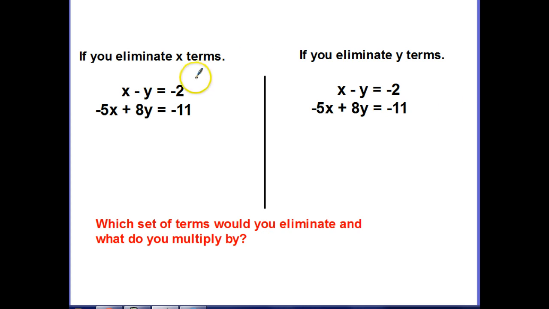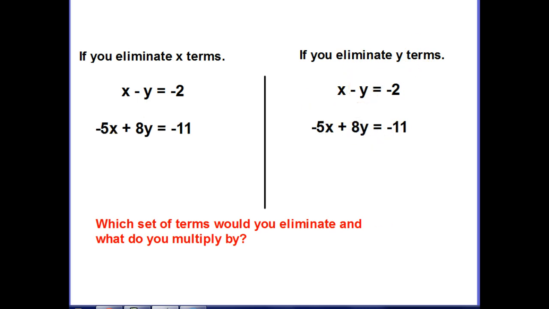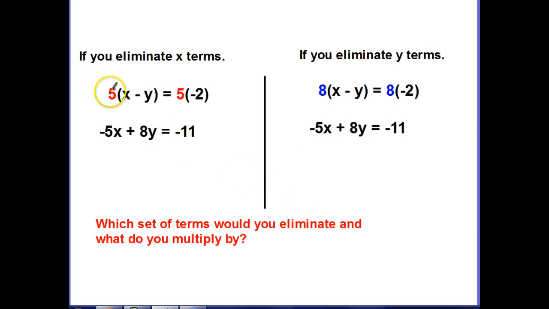Okay, if we eliminate the x terms, obviously we're looking for a negative 5x, so we want a positive 5x here. If we eliminate the y terms, we're looking at a positive 8y, so we want a negative 8y here. So that tells us in both situations we want to multiply the left side by 5, because that's going to give us the positive 5x we're looking for here to eliminate this. Here we want the 8 times negative 1y, so that's going to give us a negative 8y and a positive 8y, so we could eliminate that. So that gives us, again, options.